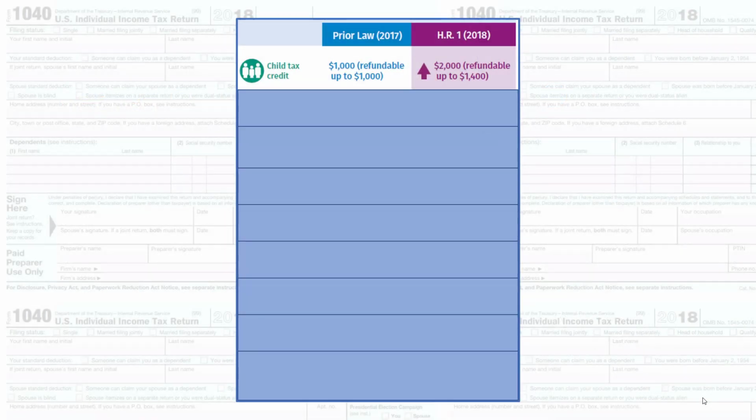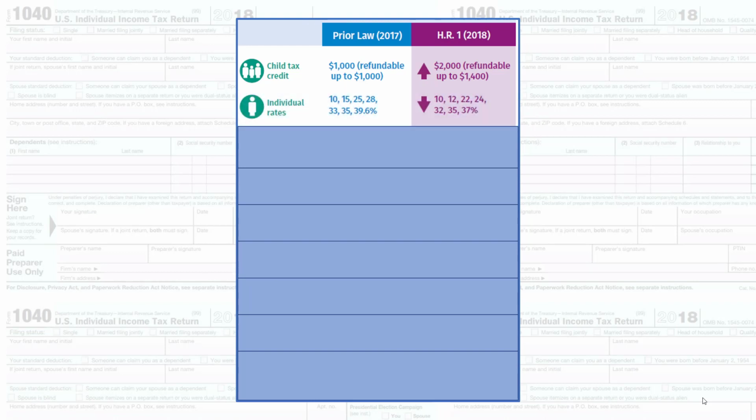Let's go through some of the changes because of the Tax Cuts and Jobs Act from 2017 to 2018. We'll go into these changes in more detail as we go through the 1040 and we go through the tax course, but here's a brief overview. First, the child tax credit. The prior law, 2017, was a $1,000 credit per child, refundable up to $1,000. For 2018, it's been increased to $2,000 per child and refundable up to $1,400.